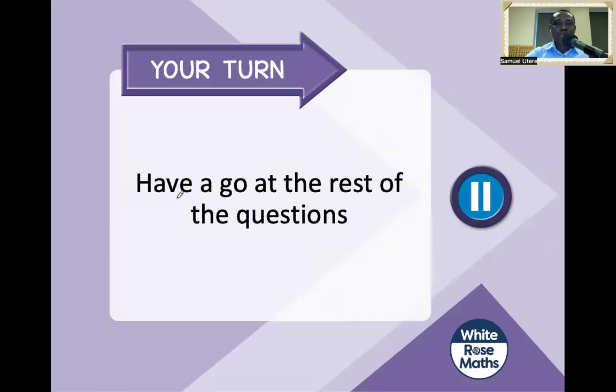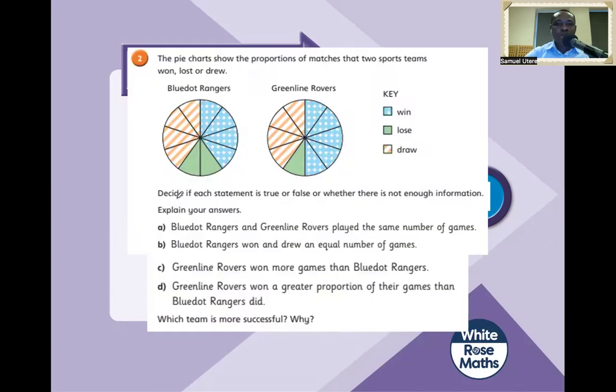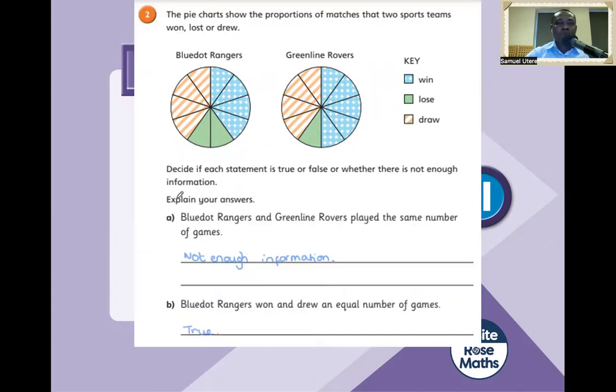It's now time for you to practice the other parts of the questions. So pause the video and answer question 2 in 2 minutes. Assuming you've paused the video and you've answered question 2, here are the answers. Let's discuss them. So for question 2, you were asked, the pie chart shows the proportions of matches that two sport teams won, lost, or drew. And you can see the key given to you here.